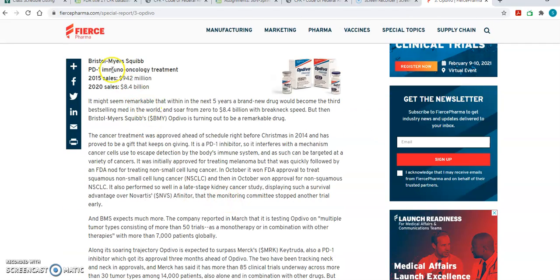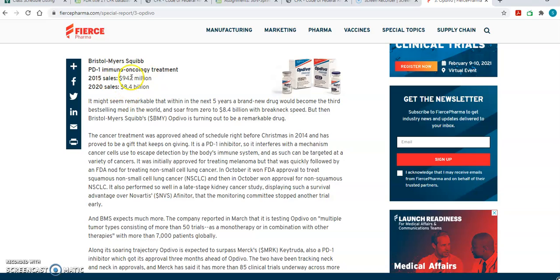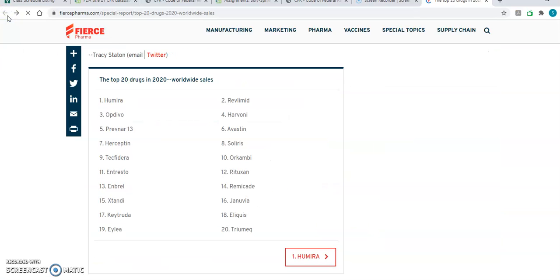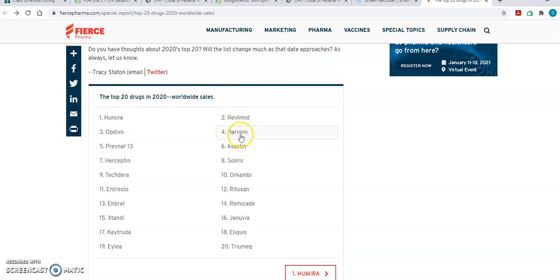Opdivo was again an anti-cancer drug. It's Bristol Myers Squibb's PD-1 immuno-oncology drug. So it's an anti-cancer drug. They sold about $942 million in 2015. Then $8.4 billion. That's a big increase in 5 years. So again, it's what? A parenteral drug, an injectable drug. Probably a protein-based drug. That's number three. How about number four?